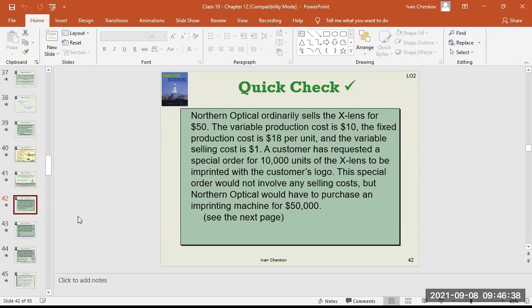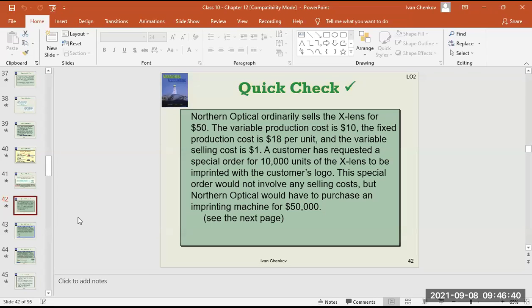Now there's a customer who's coming and requesting a special order of 10,000 units of these lenses. And they want to have a customer logo printed on the lenses. This is a special order that will not involve any selling cost. So the selling cost of $1 is not going to be involved anymore. But Norton Optical would have to purchase the imprinting machine for $50,000.